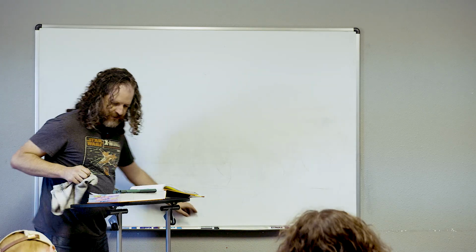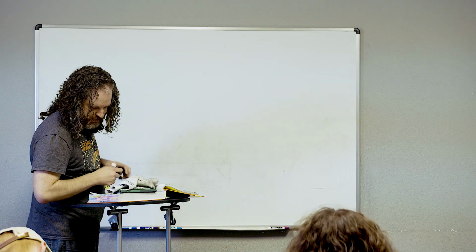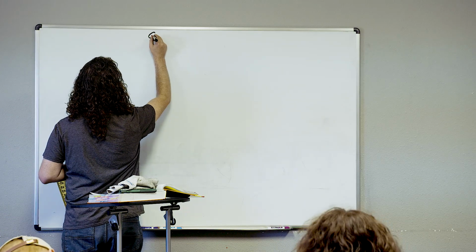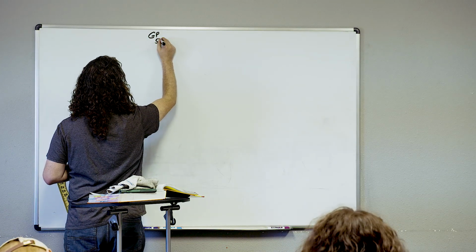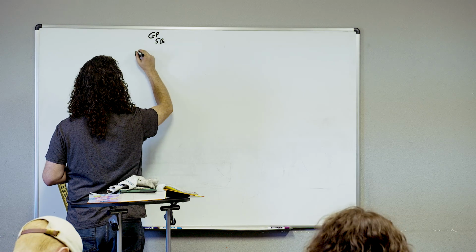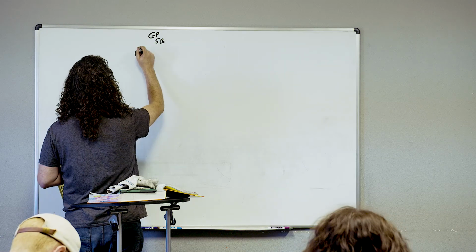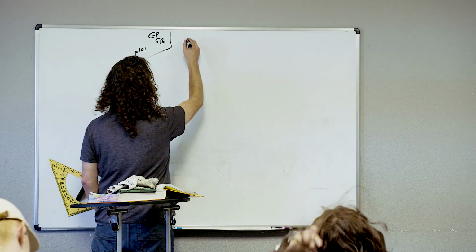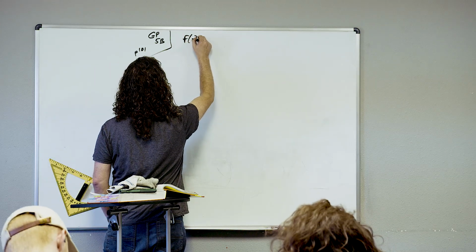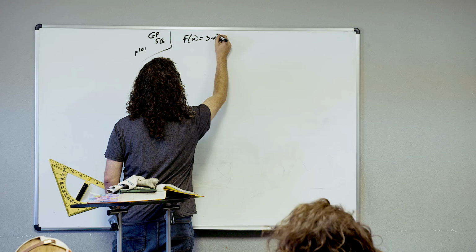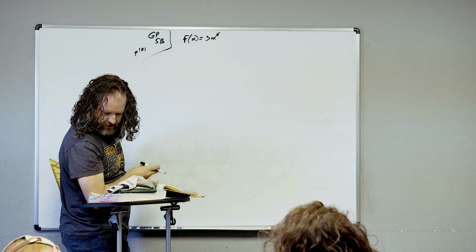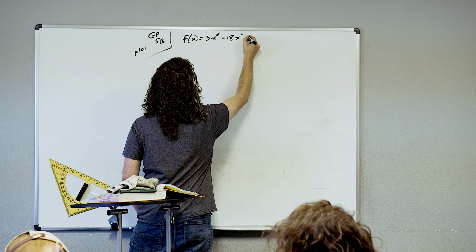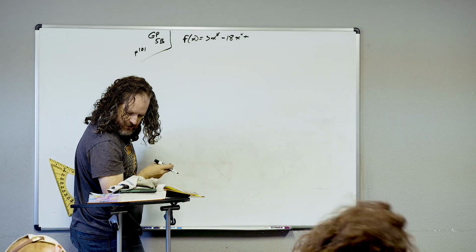Okay, so guided practice, I said A, but I think I want to do B. Let's do guided practice 5B on page 101. So we're given f of x equals 3x to the 5th minus 18x to the 4th plus 27x cubed.